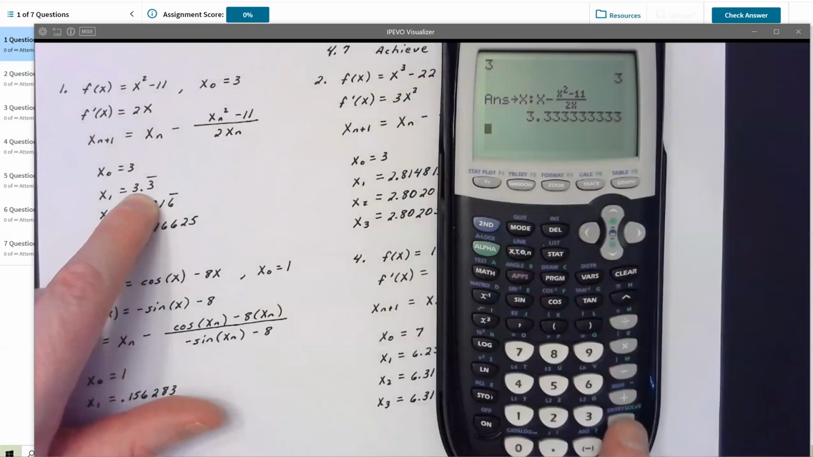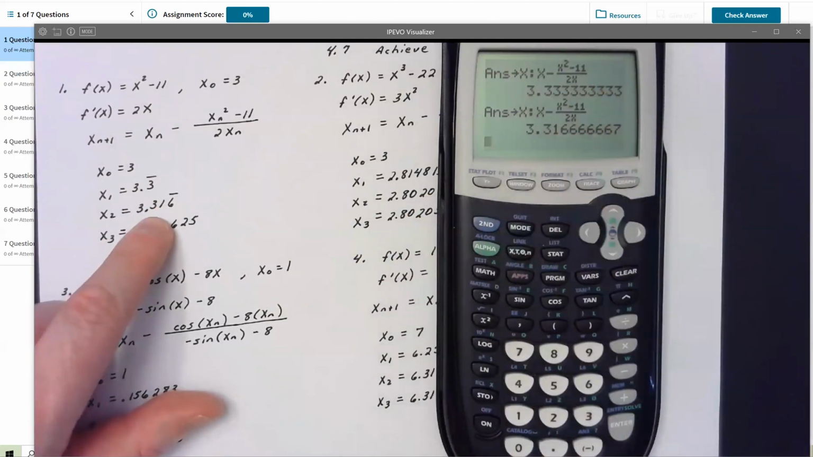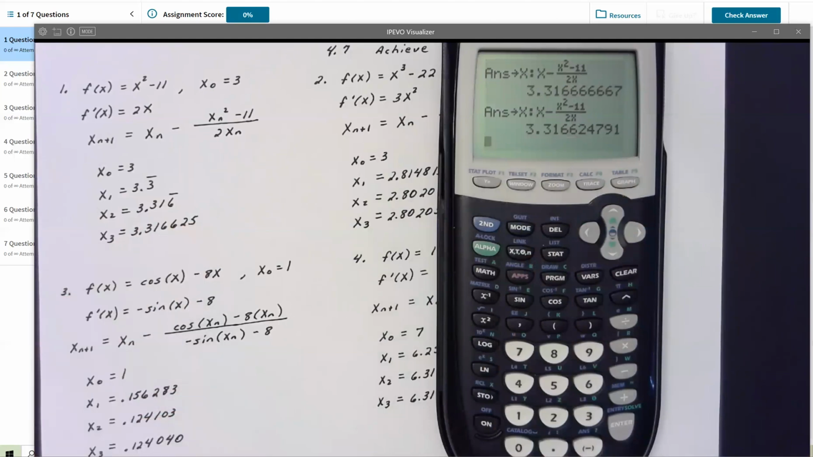So all I have to do is hit enter again, and it's going to store that answer back into the function and give me my second refined guess. And you can see it's going to be 3.316 repeating. For my third refined guess, you guessed it, just hit enter again, and you'll get the 3.316625. Now, the reason I rounded to 5 decimal places is because Achieve is going to want you to round to 5 decimal places.